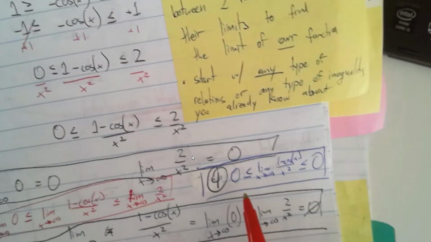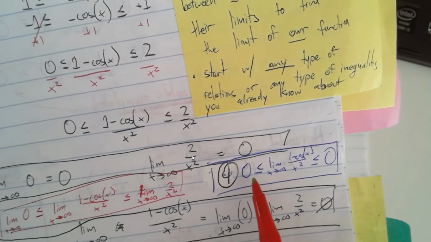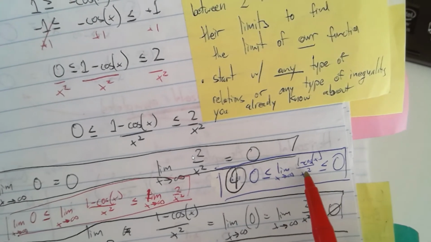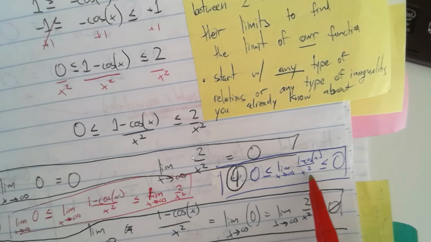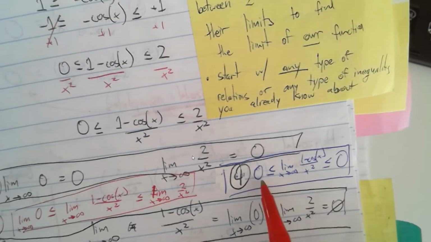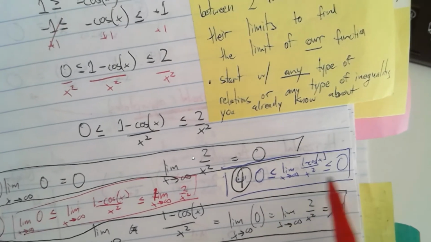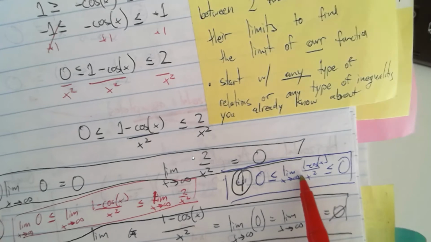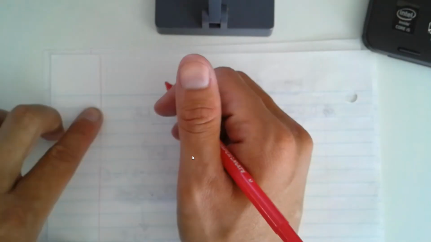So in conclusion, if we were to squeeze the limit of 1 minus cosine of x over x squared between a limit of 0 and 0, then this limit must be equal to 0. Okay, so let me give you another problem for us to look at, and it's going to segue into our next topic in this section 2.2.